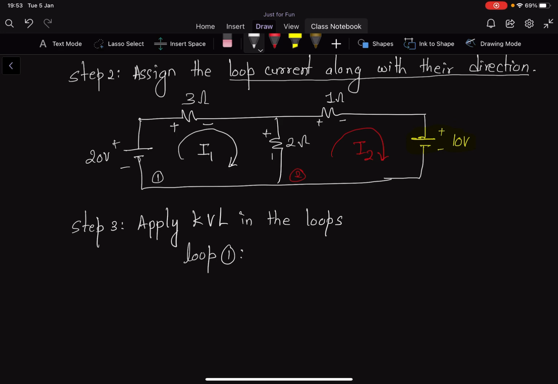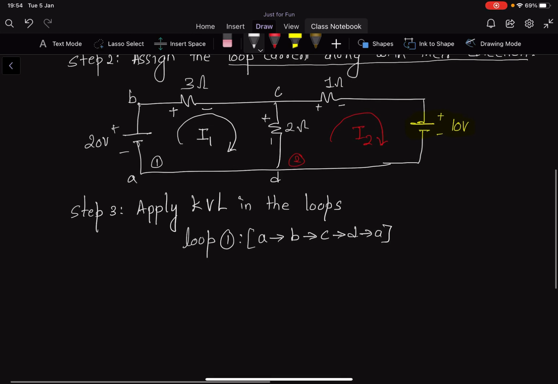Which you can see, let me write the names also. I'm going to say this is my A, B, C, D. So my loop is going to be A. I'm going to go from A, B, and then C, and then D, and then again going back to A, because it's a loop. So I'm going to start from A, go to B, then C, then D, and then back to A. So that's how I'm going to follow my direction.